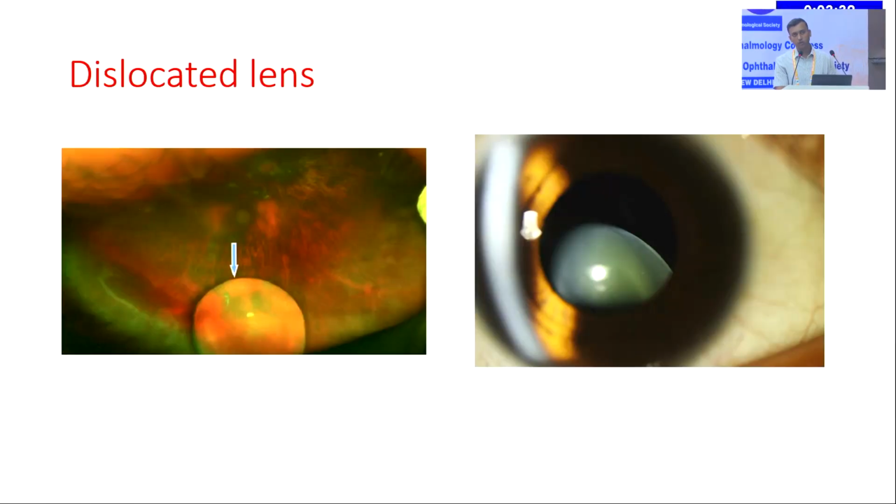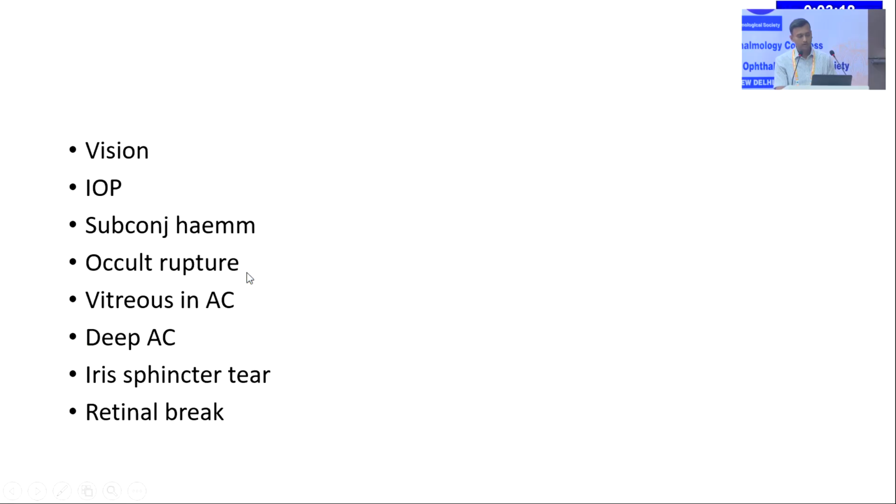Another manifestation can be traumatic dislocated lens. The lens can be partially subluxated, or it can dislocate totally into the vitreous and be lying over the retina. Again, you have to straight away look for coincidental other signs of injury, like increased intraocular pressure and subconjunctival hemorrhage, which can accompany occult rupture also. So before taking up the patient, you just inspect the overlying sclera, whether there is occult rupture or not.